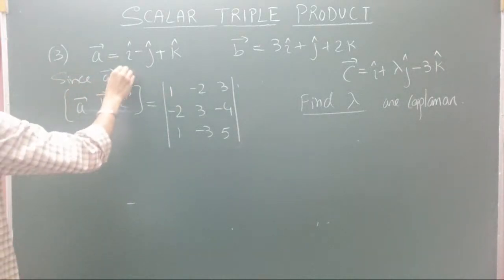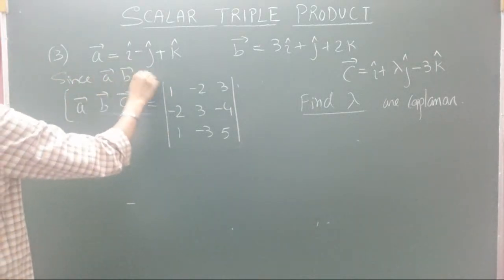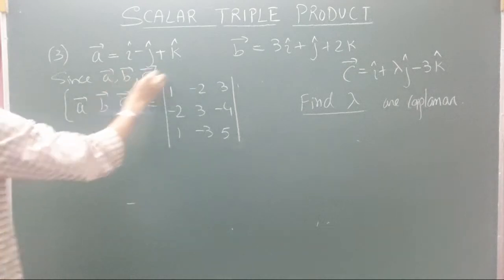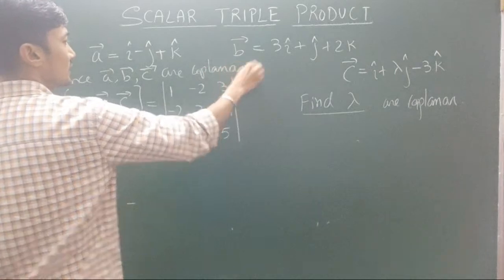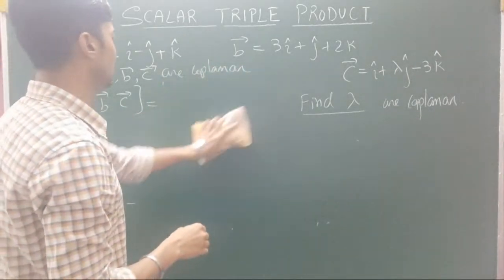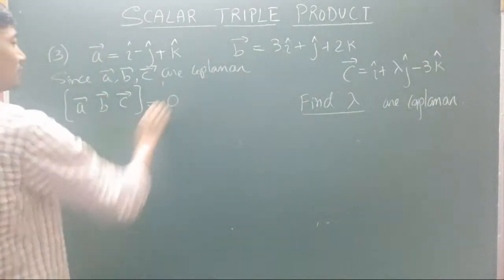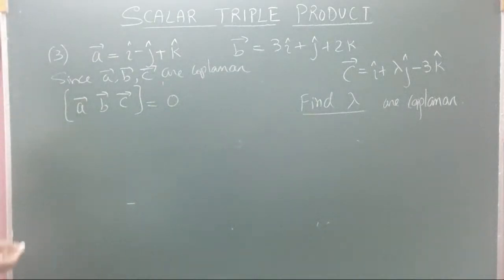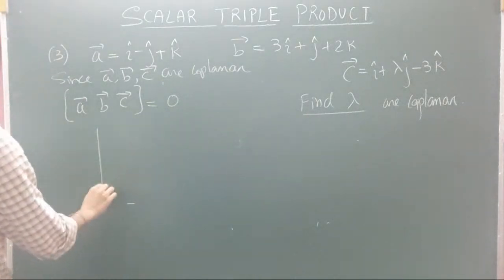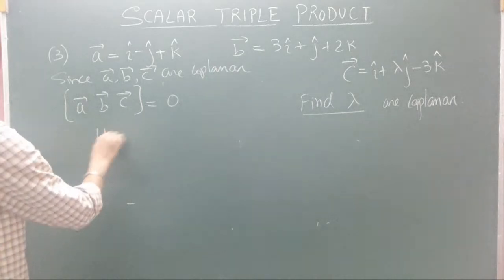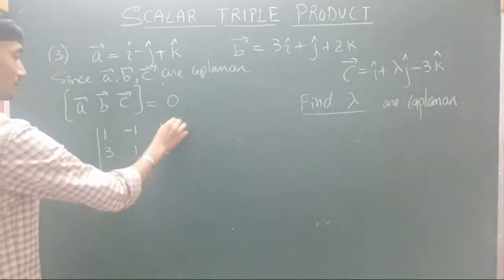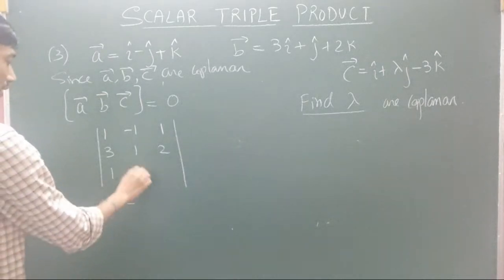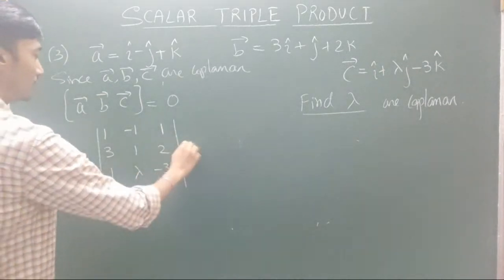Since vectors A, B, C are coplanar, their scalar triple product will be 0. So how do we find the scalar triple product? The coefficients: 1, minus 1, 1; 3, 1, 2; 1, lambda, minus 3. It should be 0.